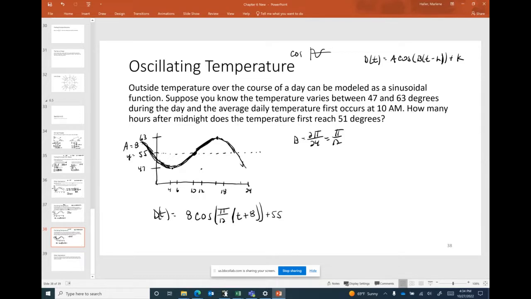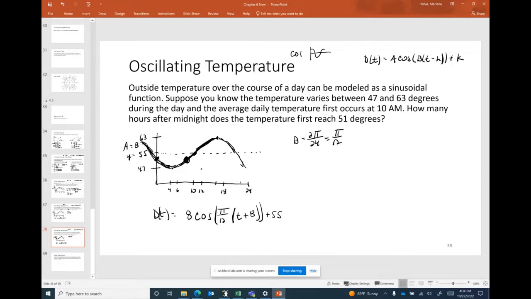Now, the second part of this question is saying how many hours after midnight does the temperature first reach 51? All right, where's 51? It's about somewhere in here, right? So where is it first going to reach it on the graph? Right here in this day. All right, so how do I find that? We know it's going to reach 51 again later on in the afternoon, but I want the first occurrence.